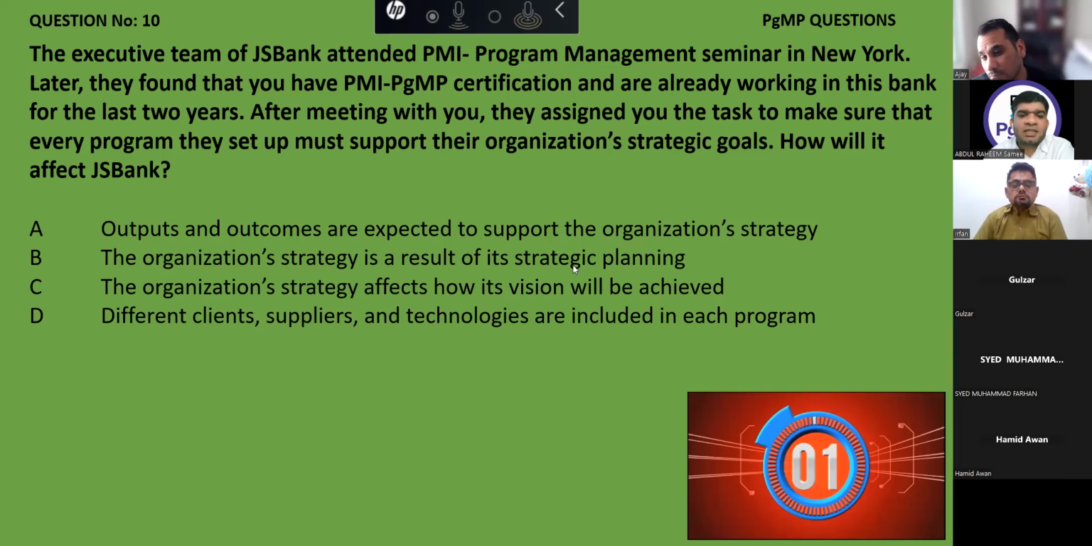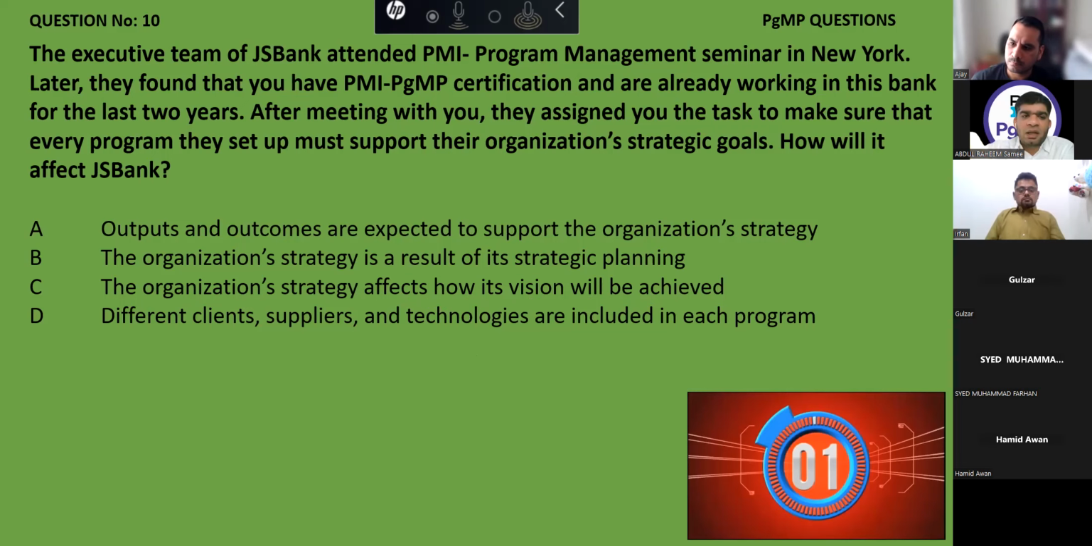Actually, we make a strategic plan for our organization strategy. First, we do the planning, how I will plan to achieve my strategy. Then I plan the things, what steps I will be doing in these activities. So this is not correct. This is written the opposite way. Number C, the organization. How, sir? How is it wrong? Because the question is saying how it will affect GS Bank, means how it will affect the organization. But okay, I will go to option C, then I come back. Option C states organization strategy affects how its vision will be achieved.